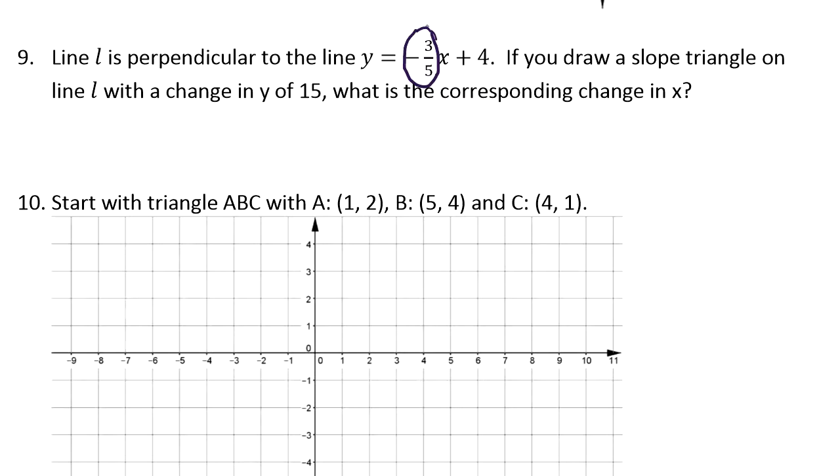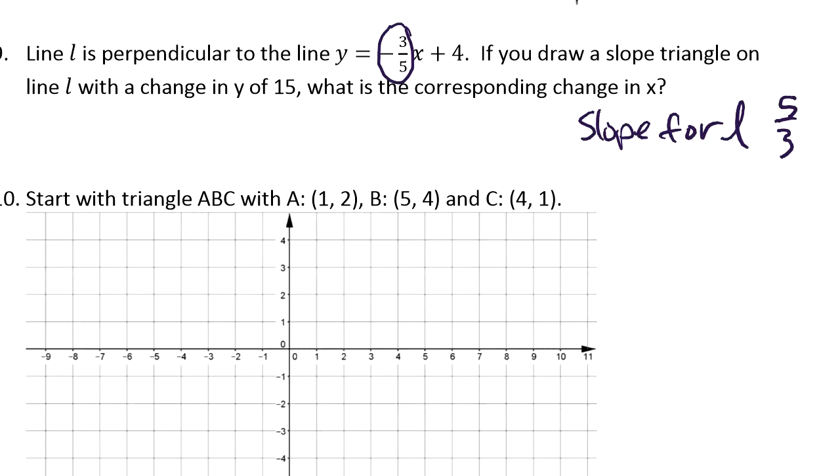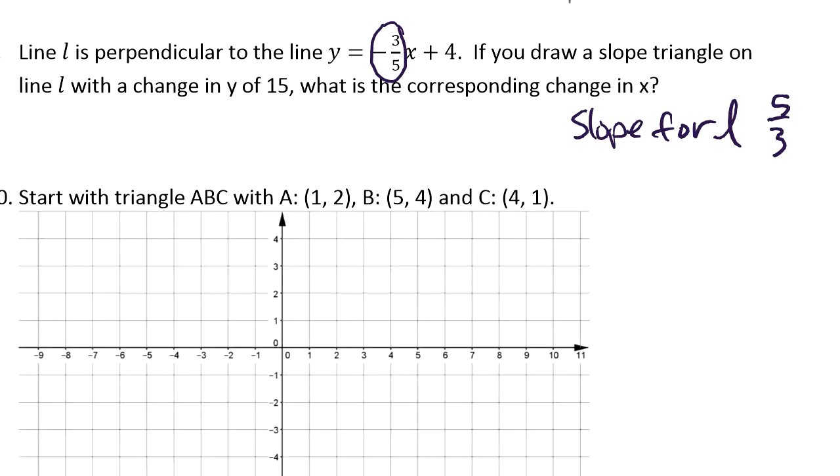If line L is perpendicular to this line, that means that the slope for line L would have to be +5/3. So up 5 over 3. So again, what does the slope mean? That number is my change in y divided by the change in x. And we're given here that this is 5 over 3.